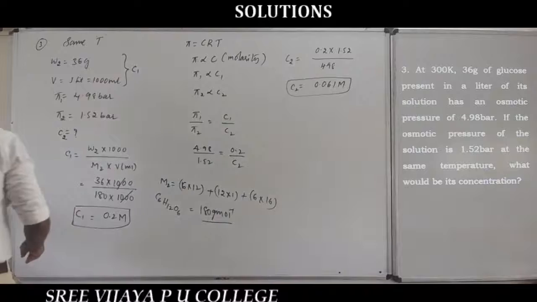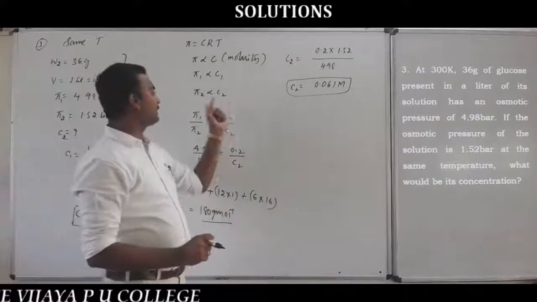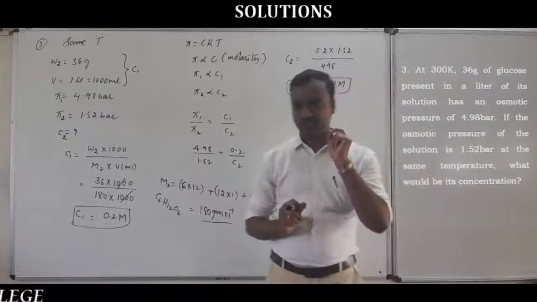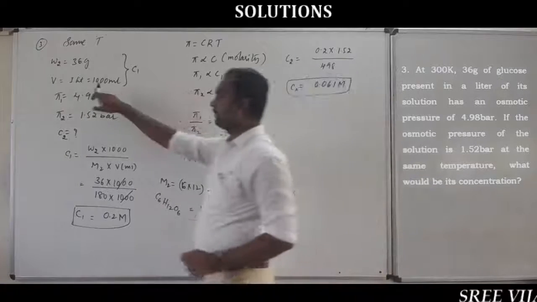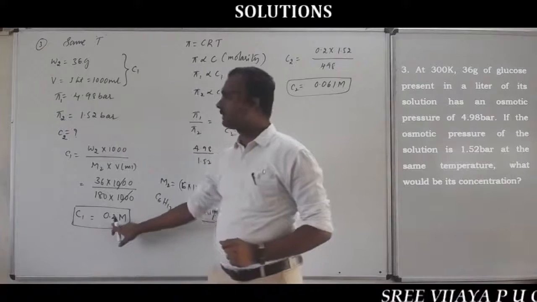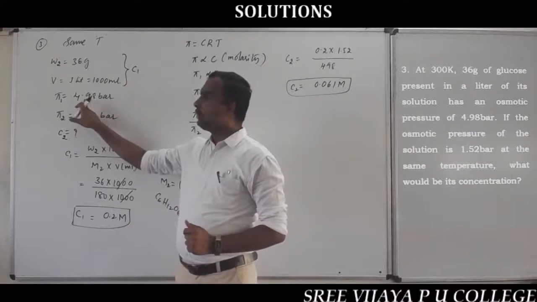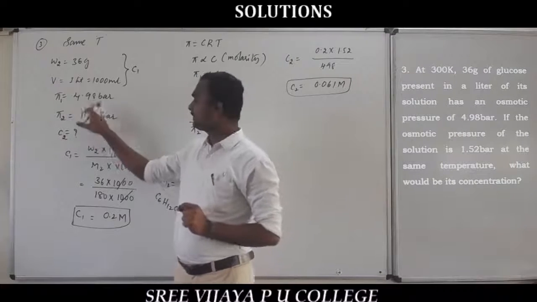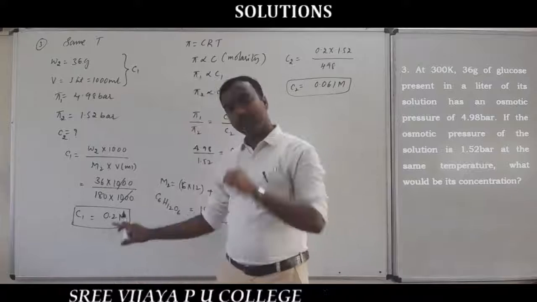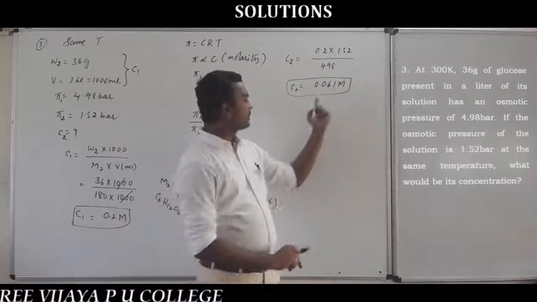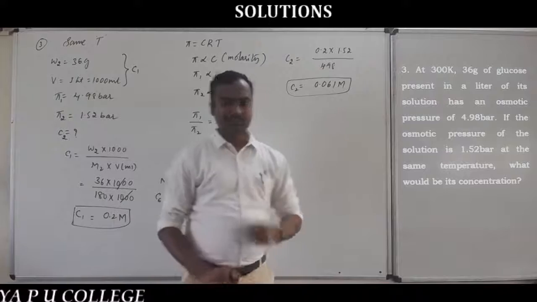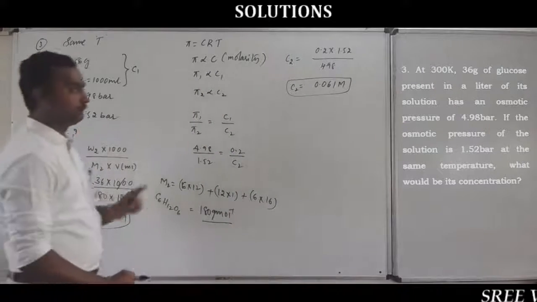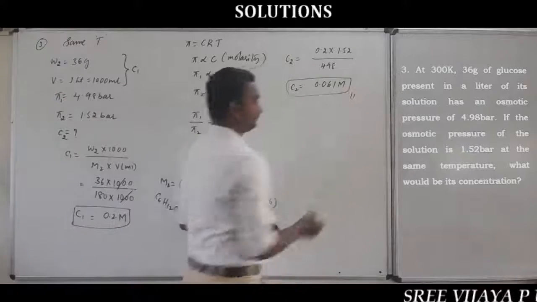If you want to check whether it is correct, according to this relationship pi is proportional to C, osmotic pressure is directly proportional to concentration, that is molarity. Initially the concentration is 0.2 molar and the osmotic pressure is 4.98. The osmotic pressure has decreased to 1.5, so the concentration must become less than 0.2. The concentration we get is 0.061 molar. So this is the concentration of the solution whose osmotic pressure is 1.5. So that's about problem number 3.